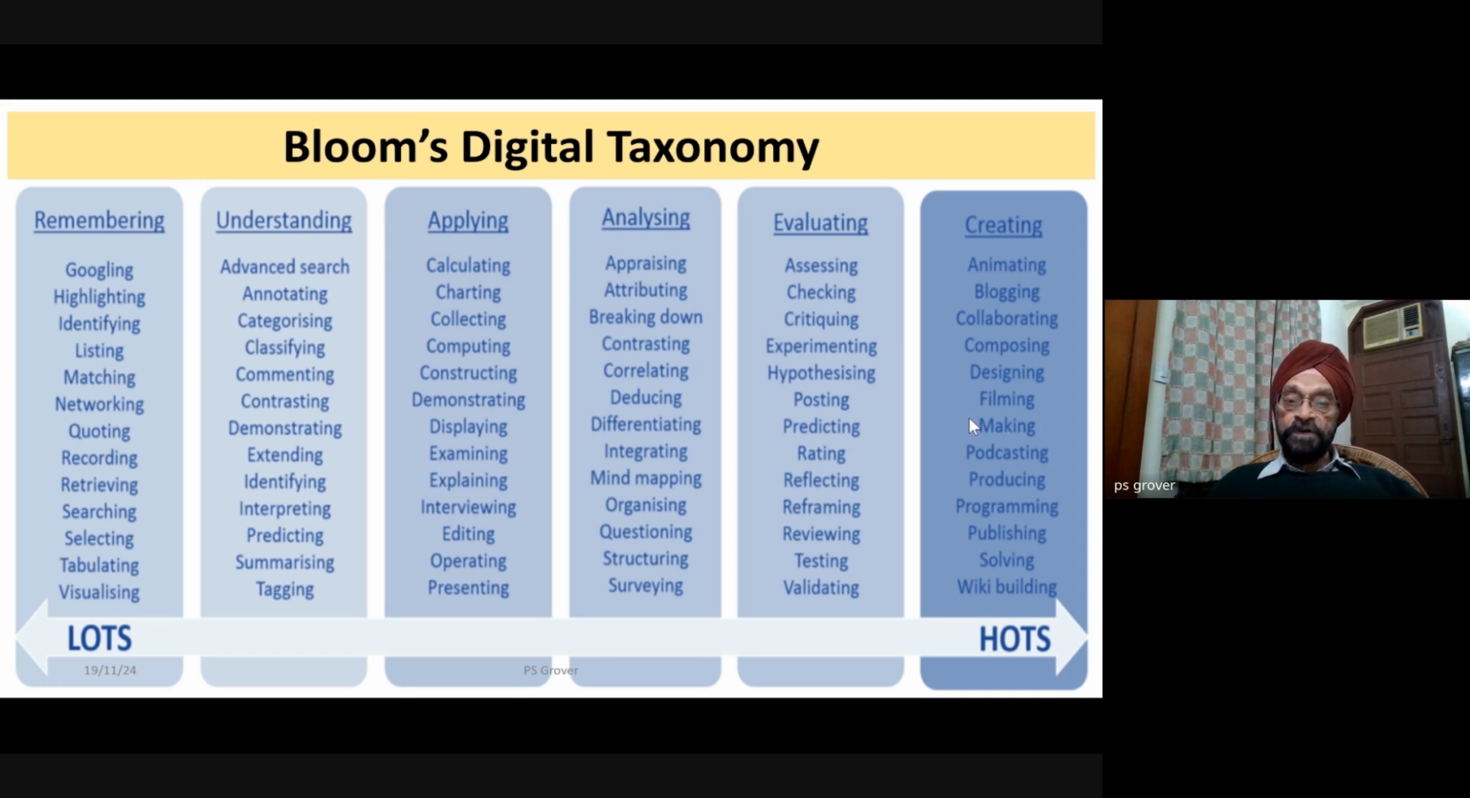So the researchers have proposed that in order to highlight these six cognitive levels in the context of digital taxonomy, they have again proposed certain words for remembering, understanding, applying, and so on. Kindly see here, Googling, this word we never used in the normal sense. We Google so many times. Every time we are Googling, we are sitting on the computer. We are recording, we are selecting. But look at the way of creating an animation. Look at the way of producing a video. Look at the way of solving a cyber problem.